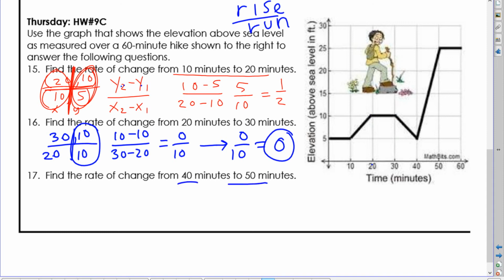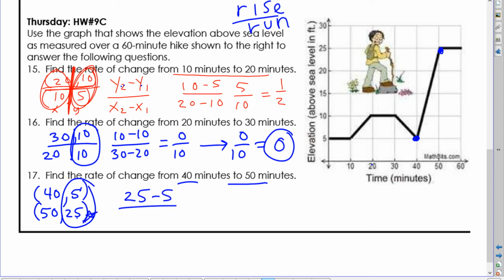All right, the last question. Change from 40 minutes to 50 minutes. So 40 minutes has an elevation of 5 feet, and 50 minutes has an elevation of 25 feet. So if I want to use my formula, I would do y minus y. And if I start down here with the 25, I have to start down here with the 50. And x minus x. Well, 25 minus 5 is 20, and 50 minus 40 is 10. And that looks like a rate of change of 2 feet per minute, right?